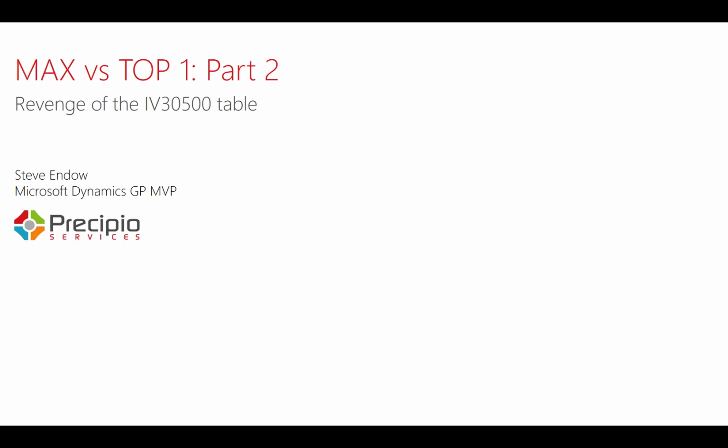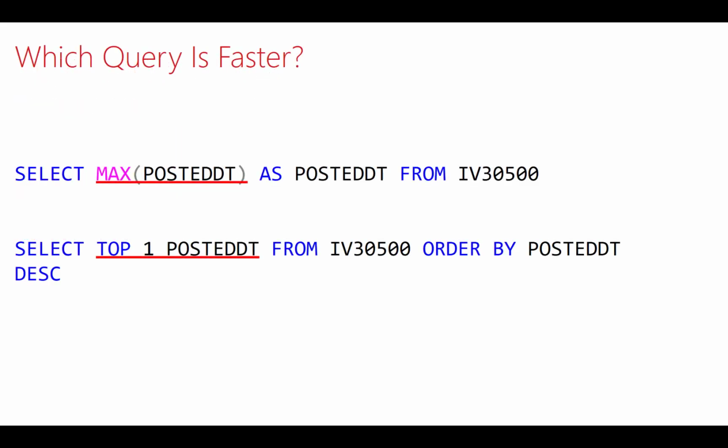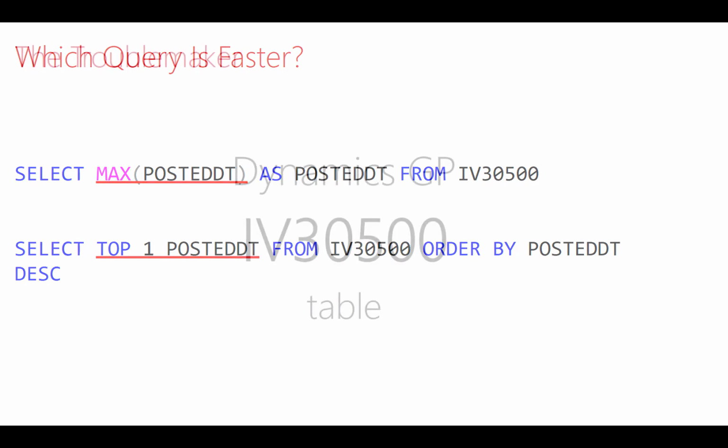This video is Max vs. Top 1, Part 2, Revenge of the IV30500 table. In Part 1, I tried to answer the question, which is faster, Max versus Top 1? And I went through several queries that showed that usually Max and Top 1, when they can hit the same index, often perform the same. You can produce some slight variations, but it wasn't significant. There was some variance, but generally both performed fairly well.